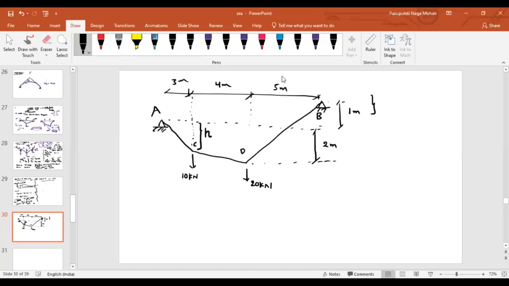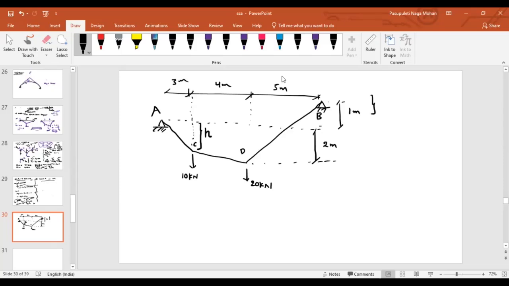First of all, tell me, can I apply Lami's theorem at joint C? If I can apply, can I find the unknowns or not? Can I or I cannot? We can.